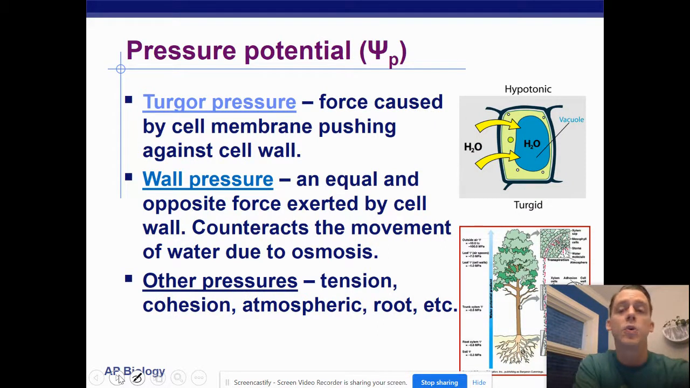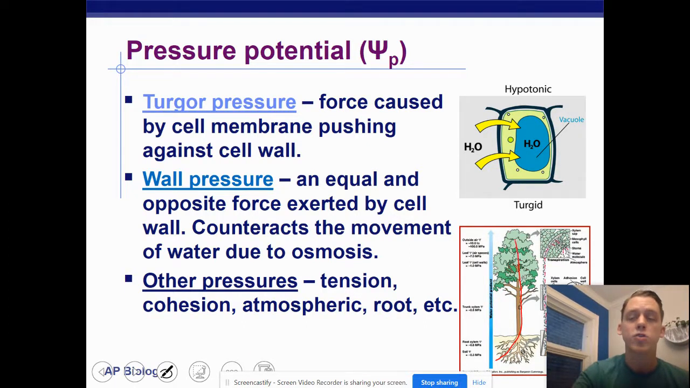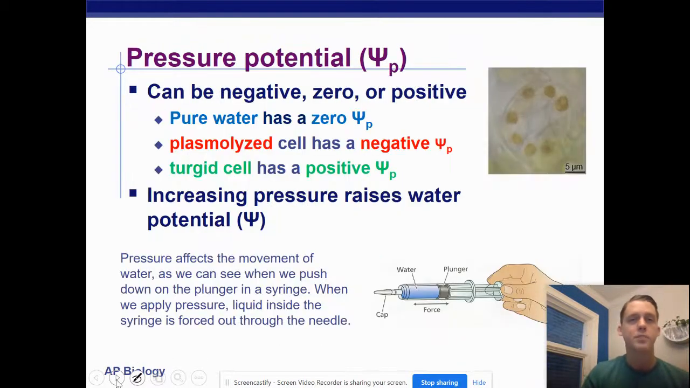All right, so when we talk about pressure potential, turgor pressure is going to be the force caused by the cell membrane pushing against the cell wall. So think about it pushing out, and then the wall pressure is an equal and opposite force exerted by the cell wall, kind of pushing in. It counteracts the movement of water. And there are other pressures that we're going to talk about on later days: tension, cohesion, atmospheric pressure, root pressure. These are the pressures involved in bringing water up a tree and out of a tree. We'll talk about that more later, though. Don't worry too much about that now.